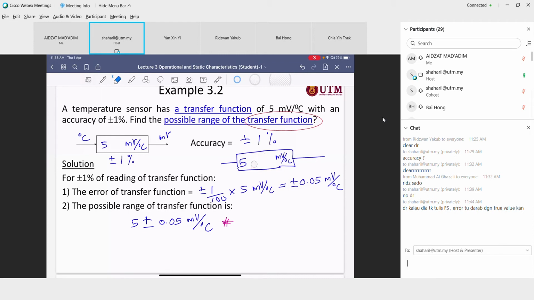Then here we got plus minus 0.05 millivolt per degree.